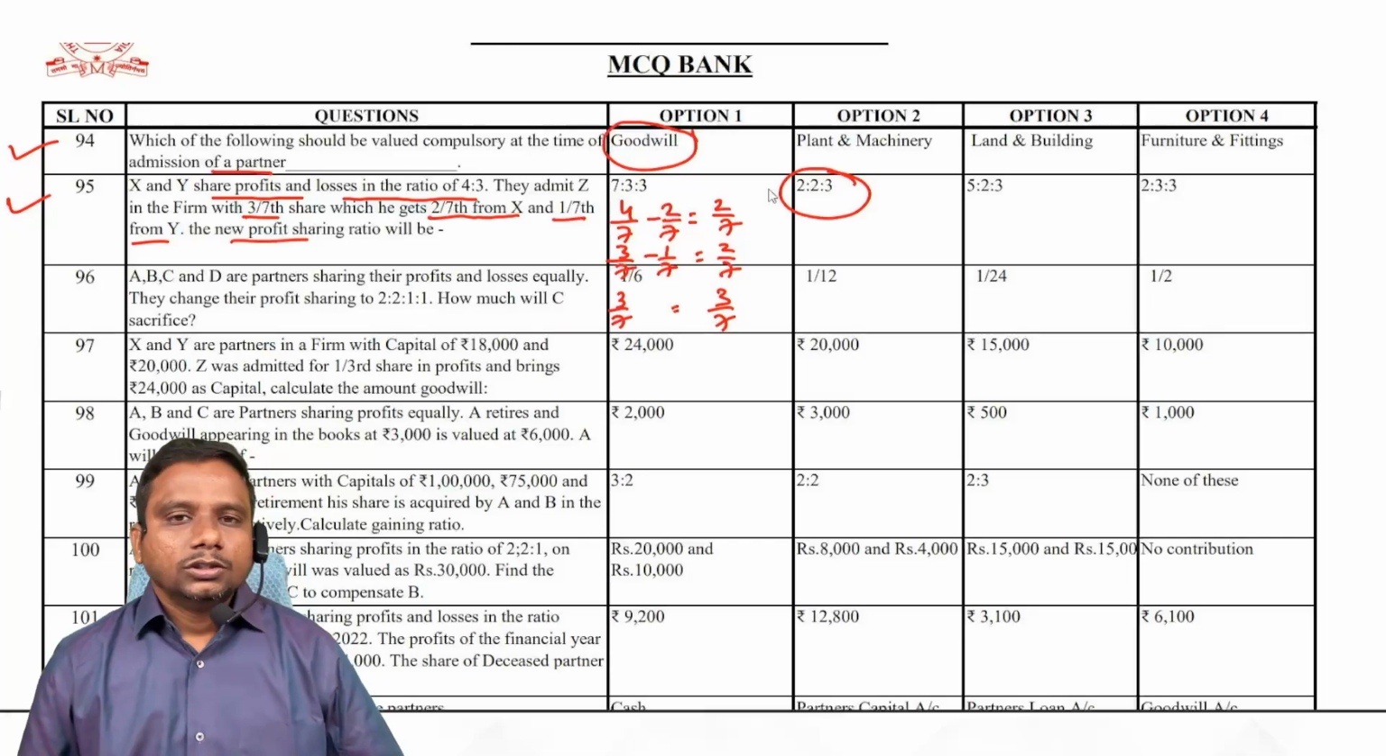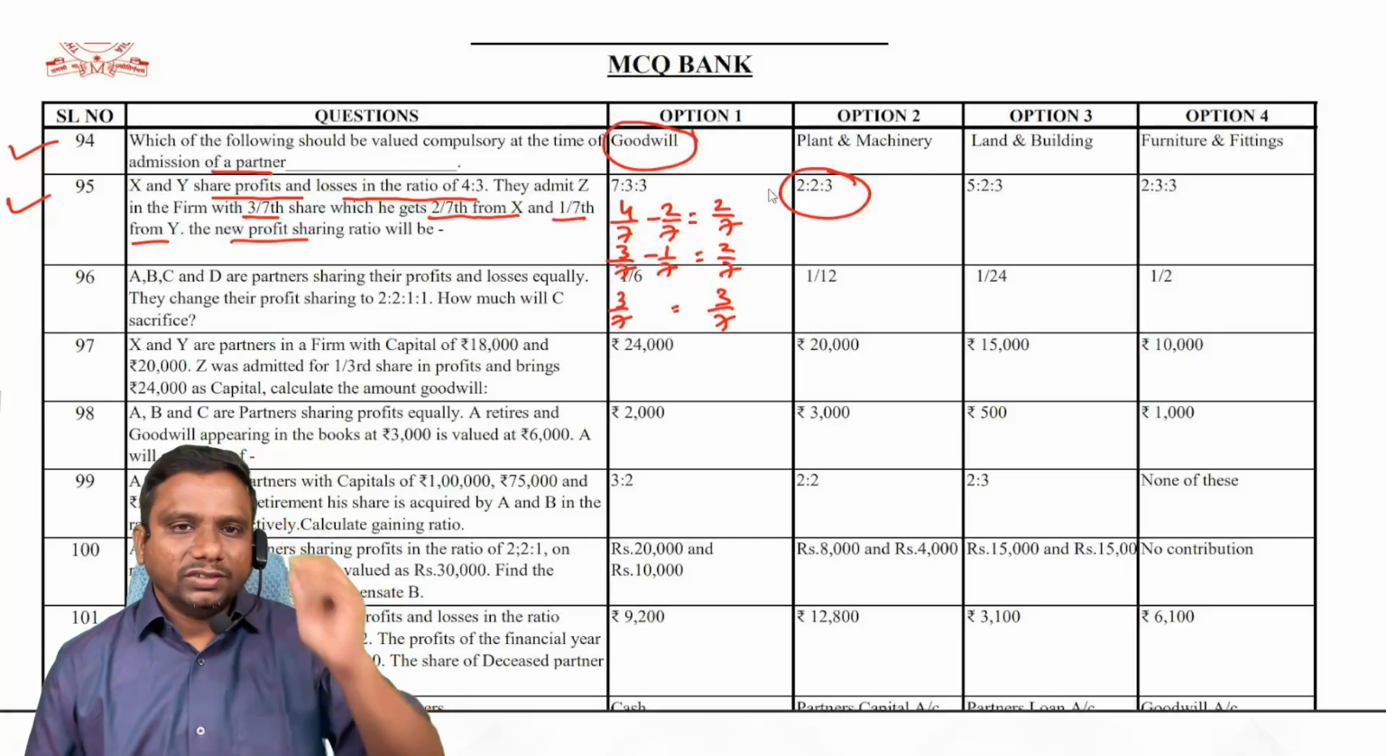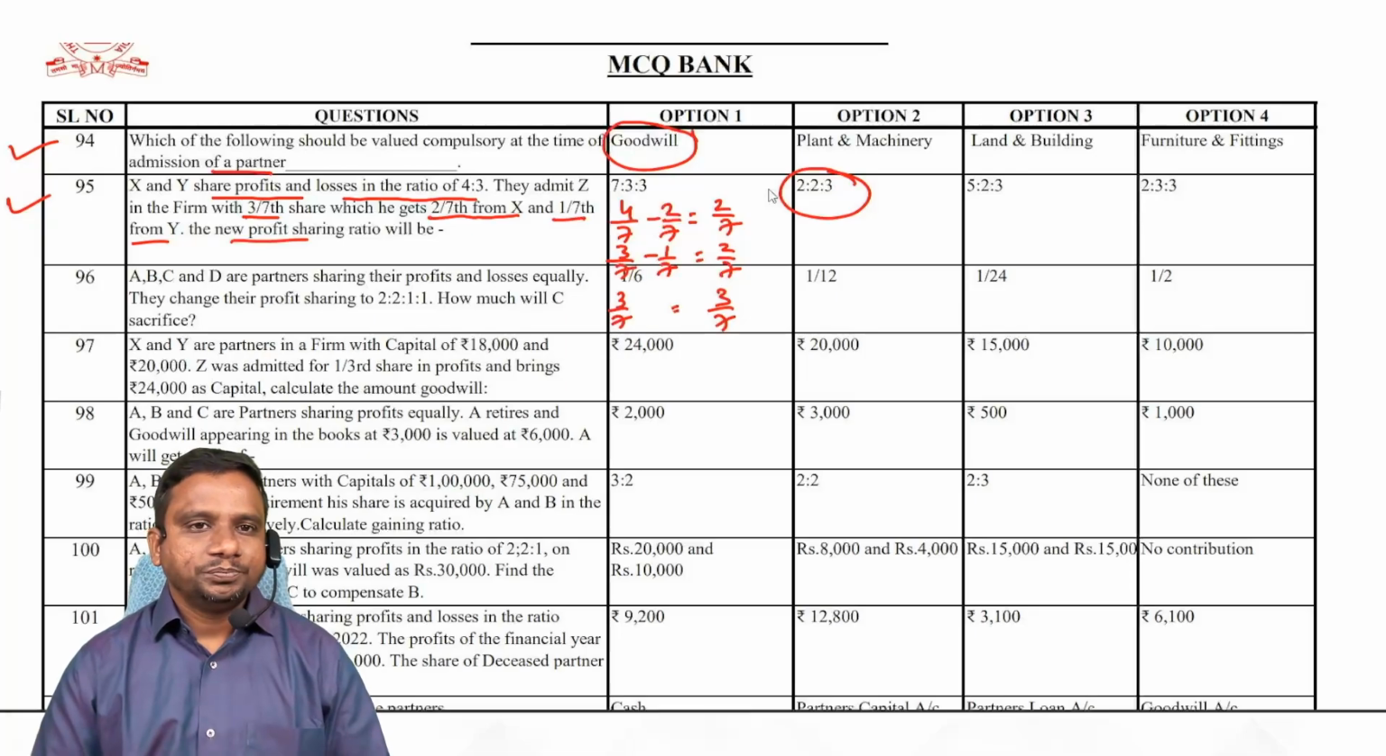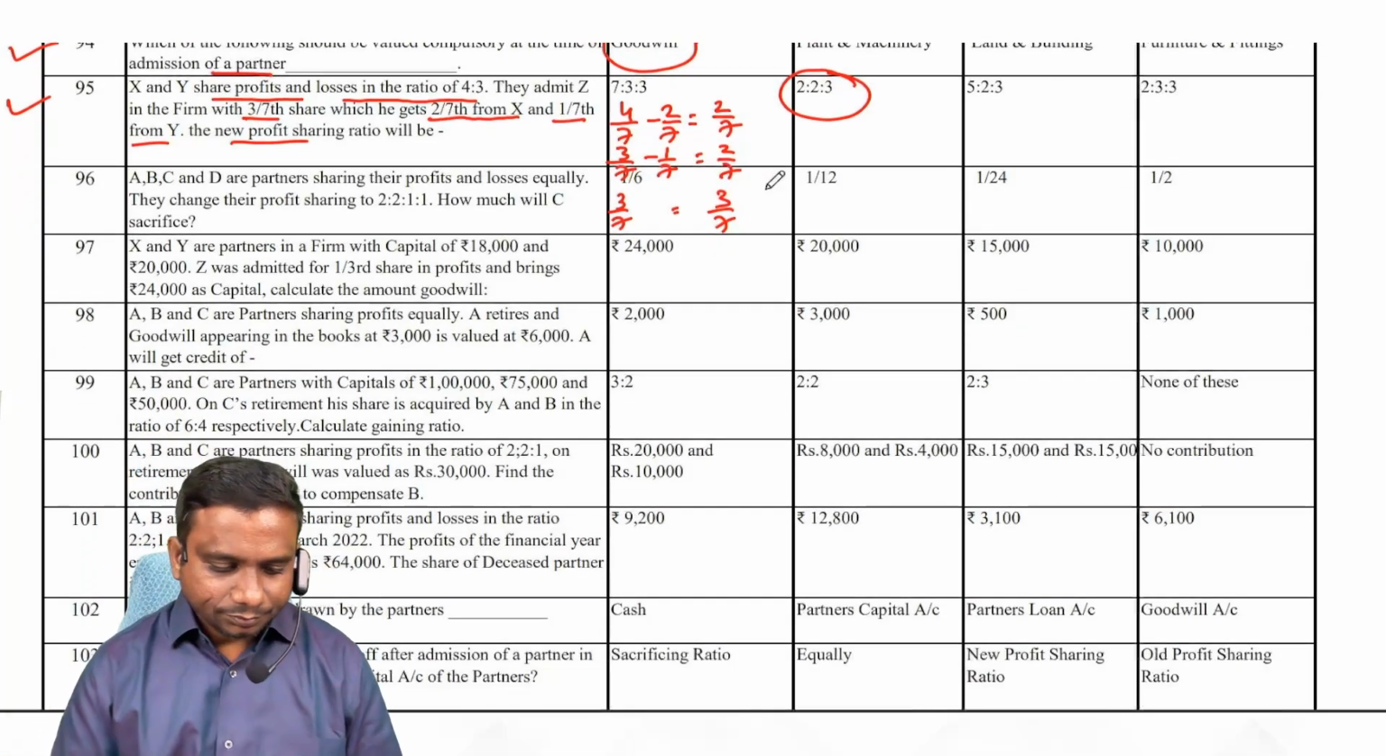Yes, sir. So, earlier share of X is 4/7. From that, he sacrificed 2/7. Remaining share 2/7. Like that, Y also. So, Z share is 3/7. Total 2 to 3. Next one.